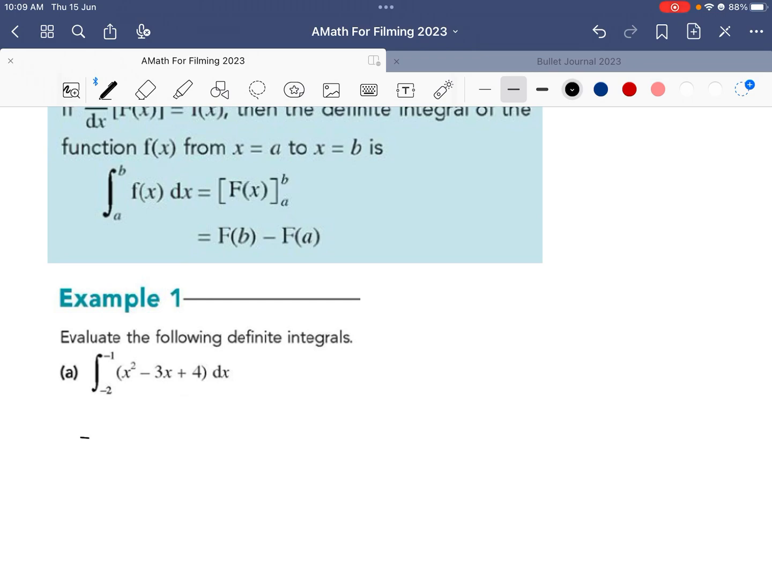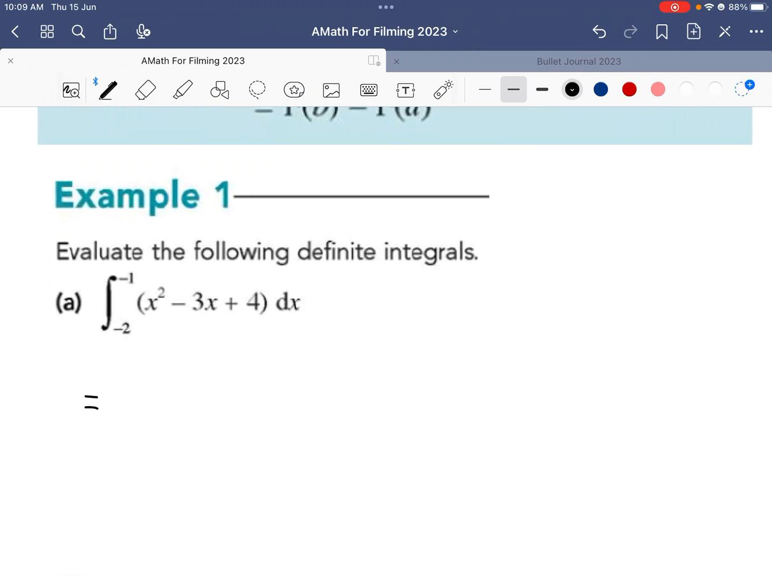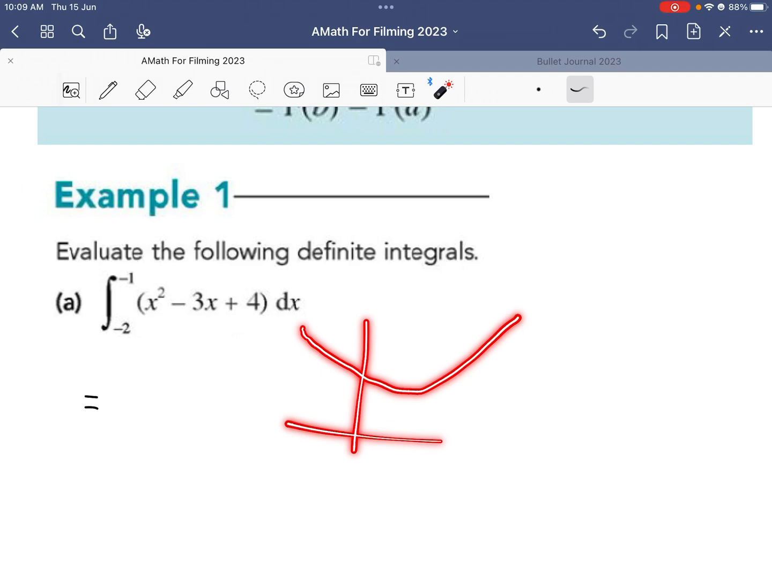So the first example is example 1, which is in your textbook on page 116. We first do the integration. What we have is a curve, x squared minus 3x plus 4. The curve, I can imagine, will be something like this. Then what we're trying to do is to find the area under the curve from -2 to -1, this area over here. So this is what we are aiming to do when we are performing this.